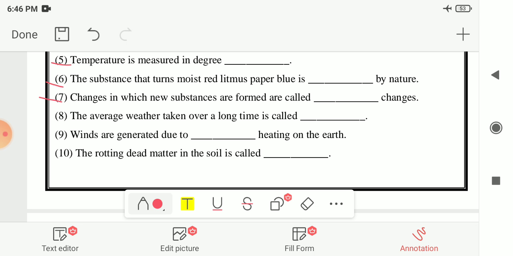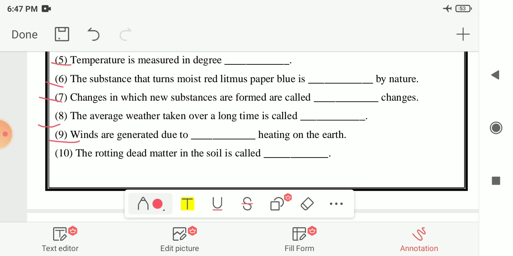Next is seventh number, changes in which new substances are formed are called blank changes. So this kind of changes are known as the chemical changes. So here your answer is chemical, in which the new substances are formed. Next, eighth number, the average weather taken over a long time is called blank. So the average weather taken over a long time of a particular place is known as the climate of that place. So here your answer is climate.